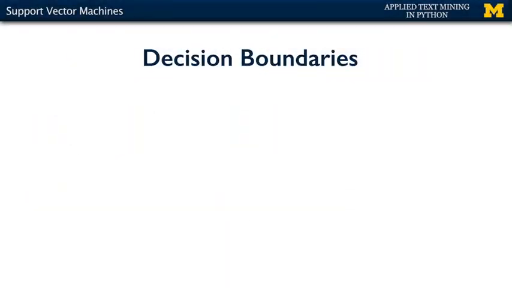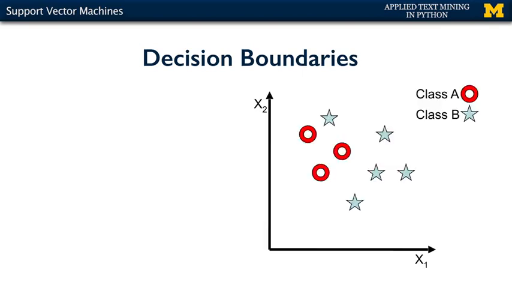When we're talking about support vector machines, we need to talk about decision boundaries. What is a decision boundary? Let's take this example. There are just two dimensions, x1 and x2, and there are data points in this two-dimensional space. Some of them are marked star, others are marked circle. Let's call the circle ones class A and the stars class B.